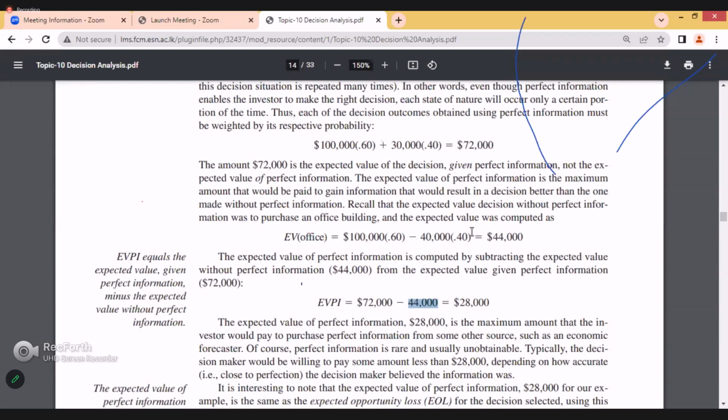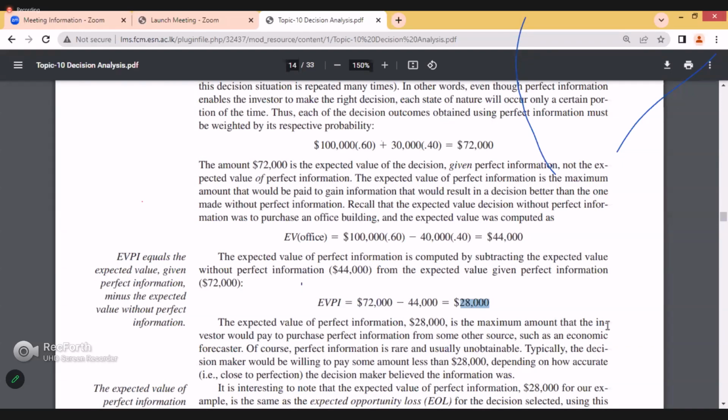100,000 minus 40,000 as per the probability. Then from that, 72,000 minus 44, that should be 28. So the expected value of perfect information is 28,000.